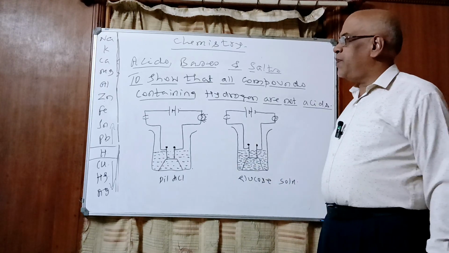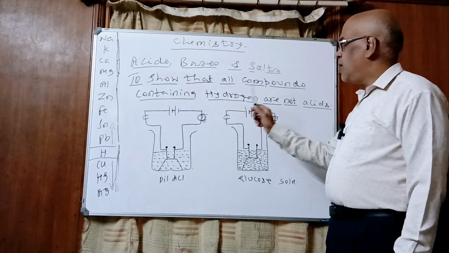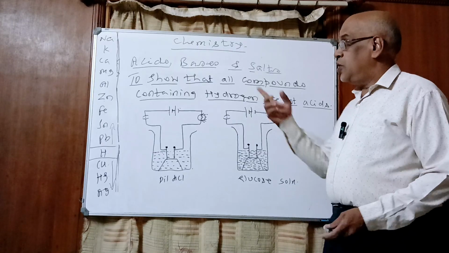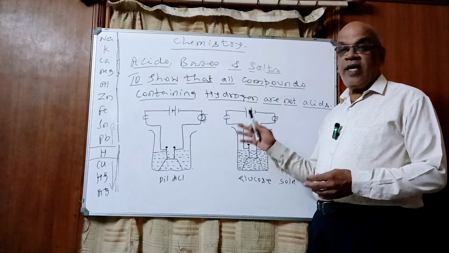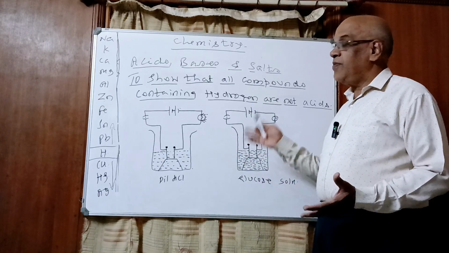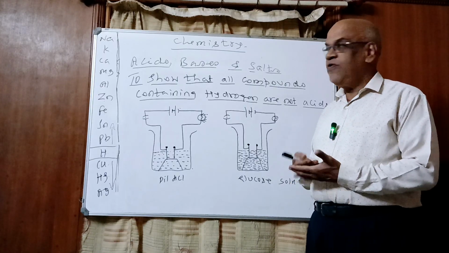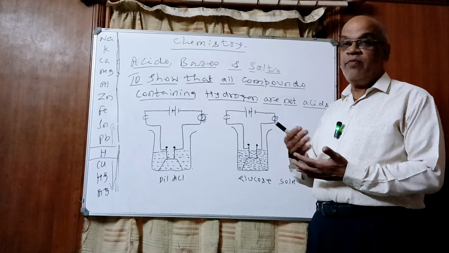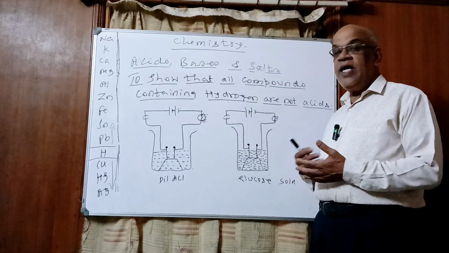Now, the important topic in acids, bases and salts: to show that all compounds containing hydrogen are not acids. Children, the topic is an experiment to prove that acids are compounds which contain hydrogen ions, isn't it? But there are many compounds that contain hydrogen but are not acids. Confusion. All acids contain hydrogen ions, but all hydrogen containing compounds are not acids. That is what we are going to prove with a simple experiment.